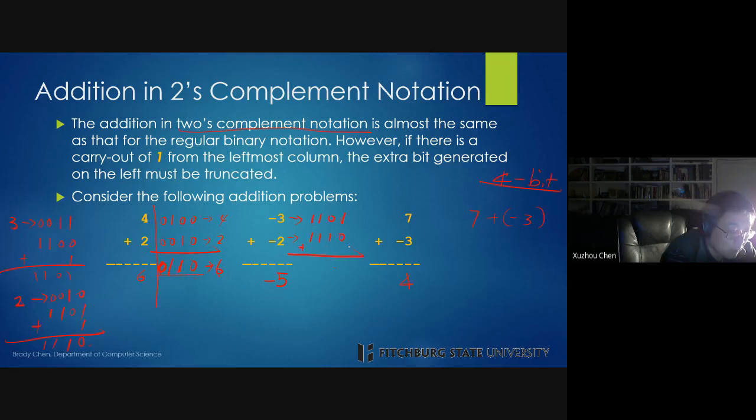So we're going to do 1 plus 0, that's 1. 0 plus 1, that's 1. 1 plus 1, that's 0, and then you carry 1 to the next position. Then you have 1 plus 1, this is 1, 0, and plus another 1, that's 1, 1. So you got 1, 1, 0, 1, 1.